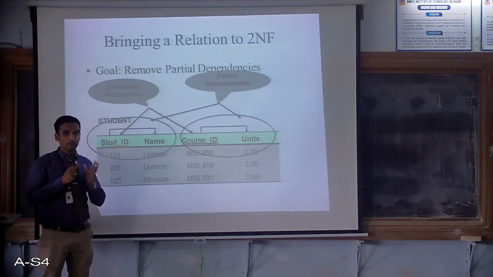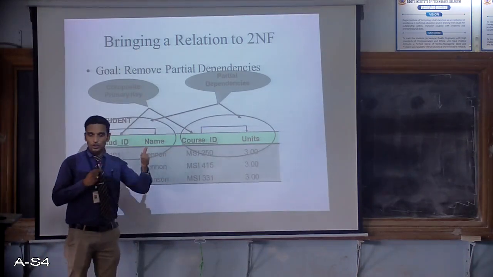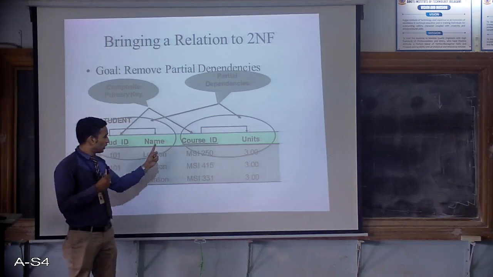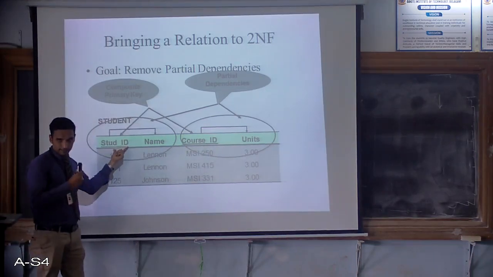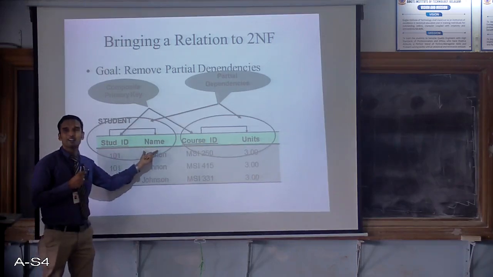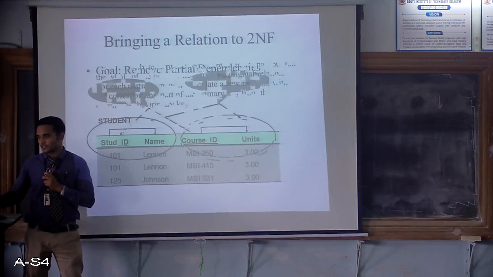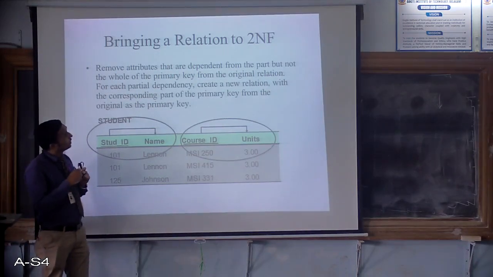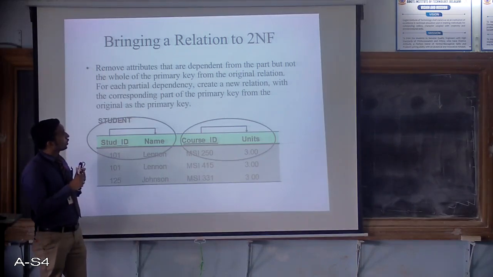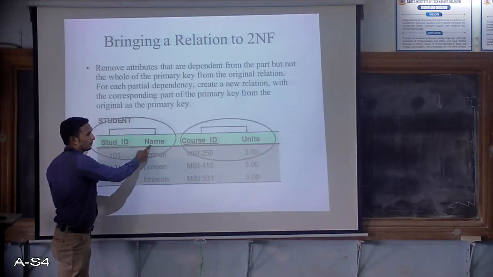What is total dependency? When the non-key attributes are dependent on the entire key, it is called total dependency. When the non-key attribute is dependent only on a part of a key, then it is called partial dependency. So the first rule says remove the partial dependencies. Remove all the attributes that are dependent on part but not the whole of the primary key from the original relation. Now see, student ID and name, course ID and unit.